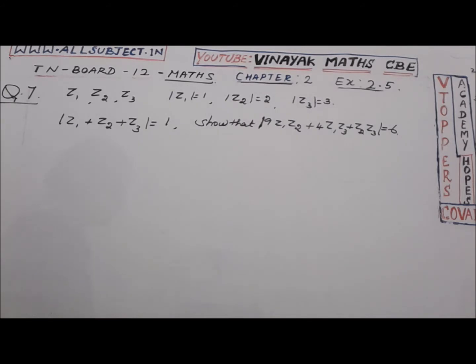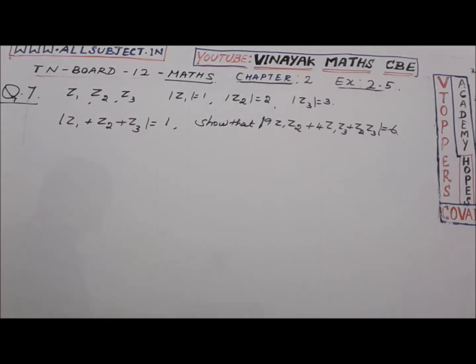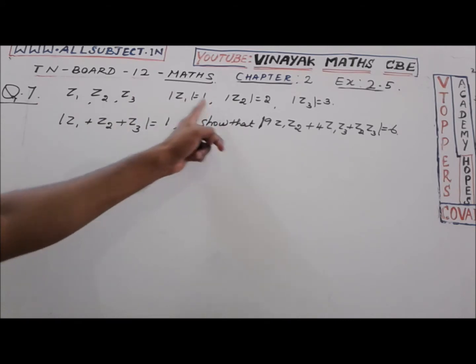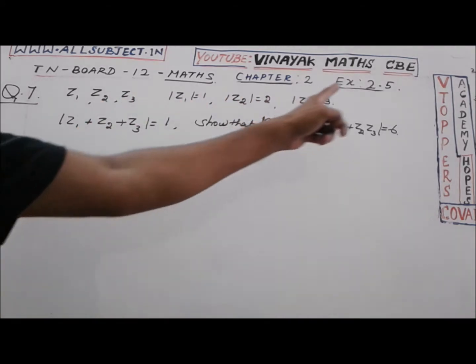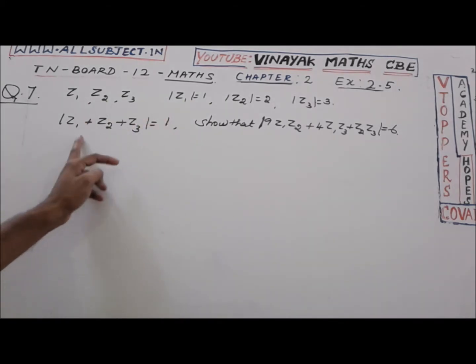Question number 7, exercise 2.5. Z1, Z2, Z3 are three complex numbers such that the modulus of Z1 is 1, the modulus of Z2 is 2, and the modulus of Z3 is 3. Also given is that the modulus of Z1 plus Z2 plus Z3 is equal to 1.